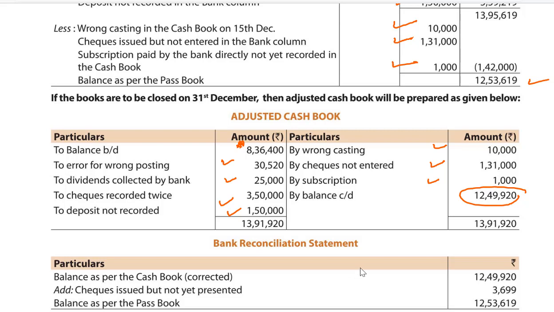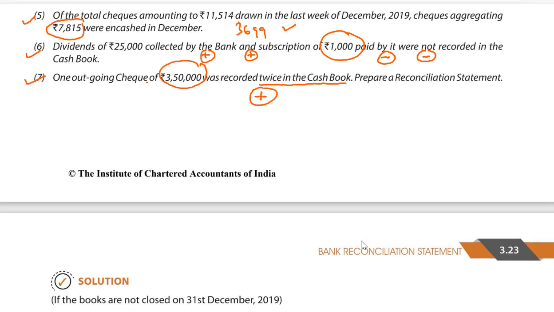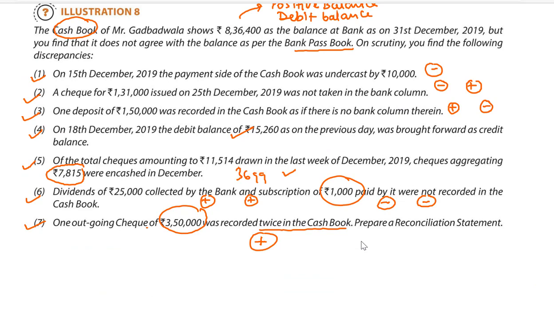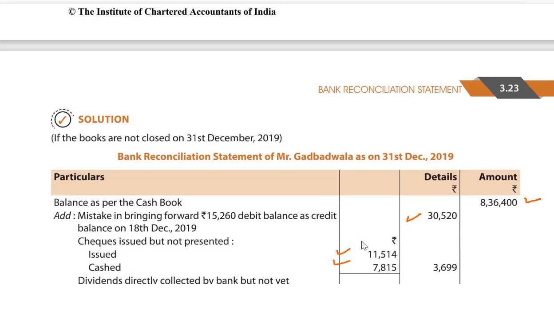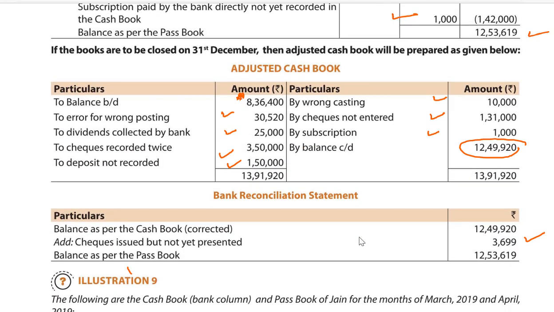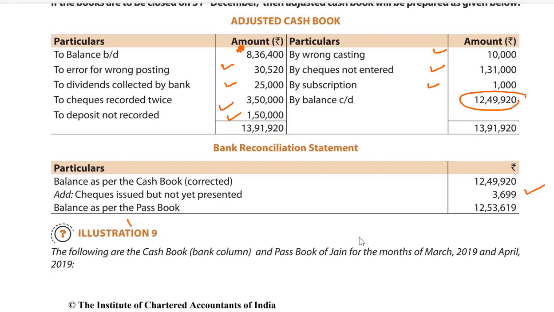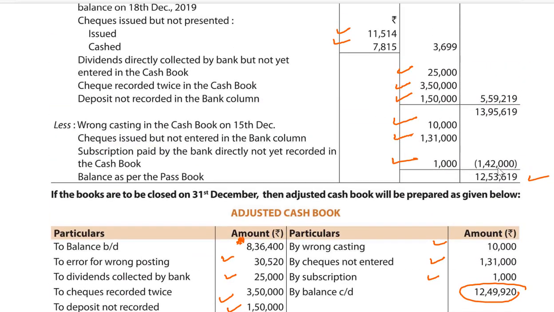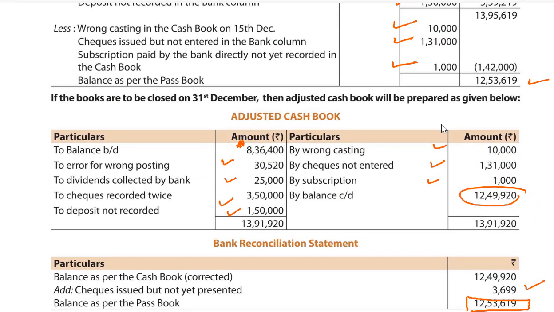Now a check issued but not yet presented for payment, that was 3,699. We had calculated it also, that is 11,514 minus 7,815 over here. So balance as per passbook is 12,53,619. You can match this balance from here to here. 12,53,619.